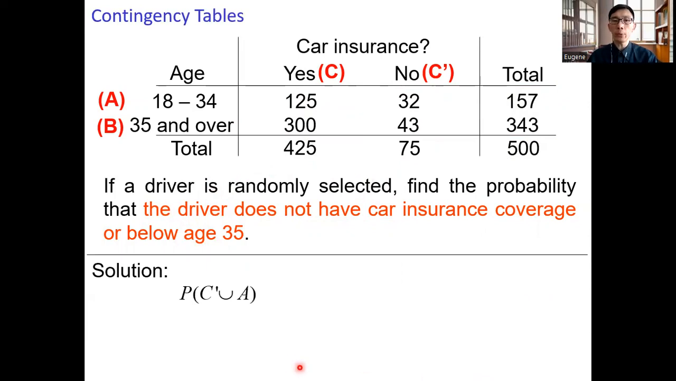So in terms of symbol, we need to get the probability P of the union of C prime and A. Okay, C prime is the complement of event C, where the event C prime denotes the driver do not have car insurance. And then event A corresponds to the driver whose age is between 18 to 34. We need to find the union of two events. Then make use of the addition rule.